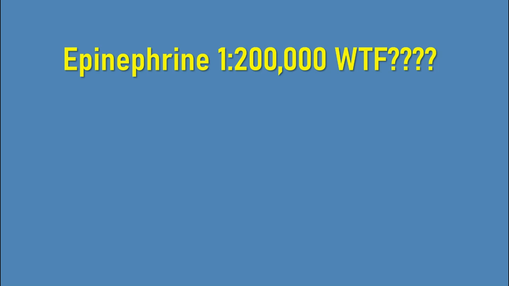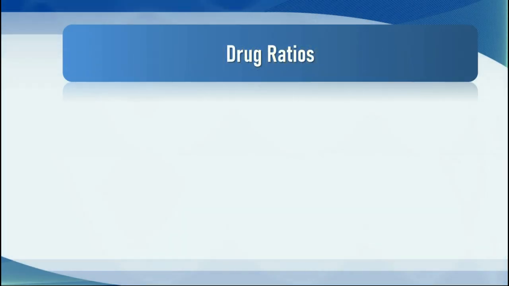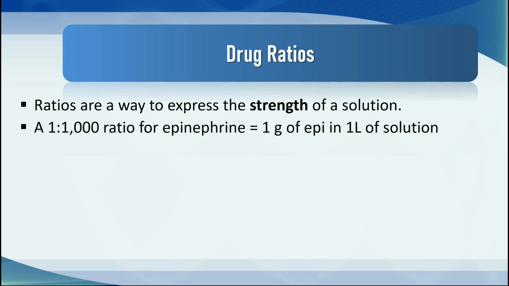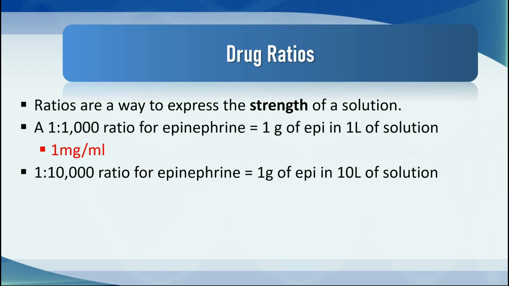What is this? Well, this is a drug ratio, and it's a bit of an anachronism. It's an old idea that has hung around for many decades longer than it should. Drug ratios are a way of expressing the strength of a solution. A 1 in 1,000 ratio for epinephrine, adrenaline, is 1 gram of epinephrine in 1 liter of solution, and that works out at 1 milligram per mil. A 1 in 10,000 ratio for epinephrine is 1 gram of epinephrine in 10 liters of solution, or 0.1 milligram per mil.